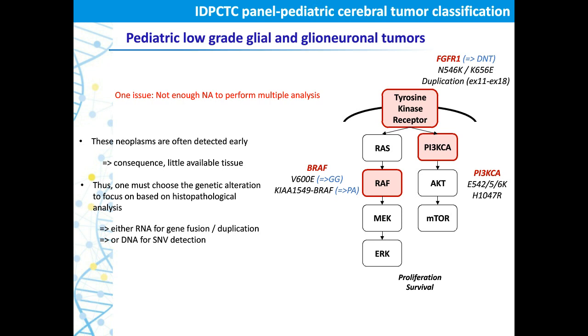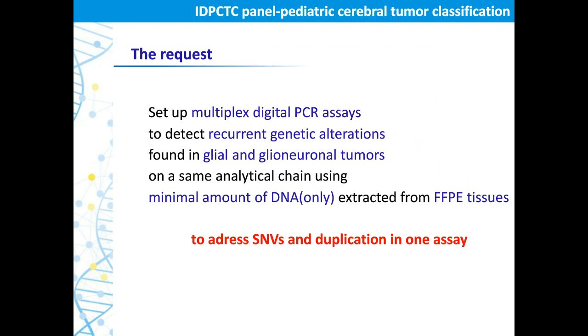So the request was to set up a multiplex digital PCR to detect all these recurrent mutations that are found in the glioneuronal tumors by using the same analytical chain. So by using DNA only, extracted from small FFPE tissues. They wanted to address both SNVs and duplication in one assay.